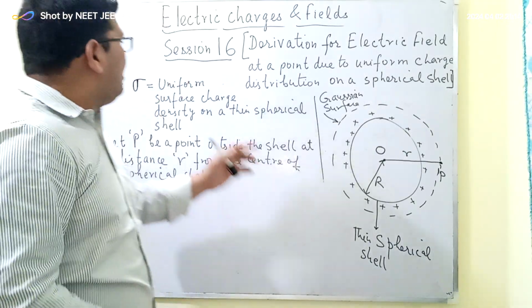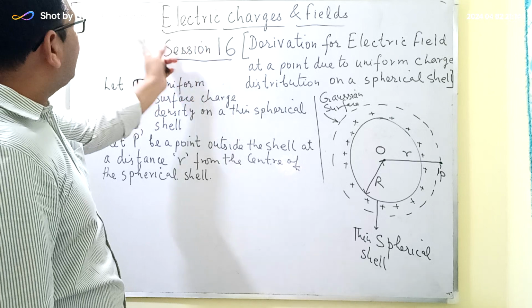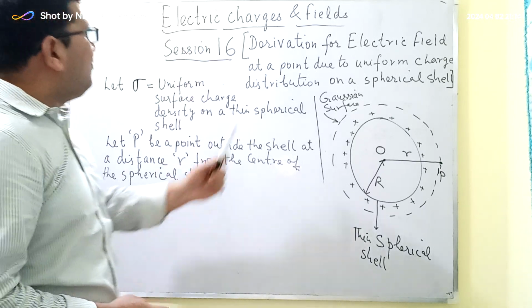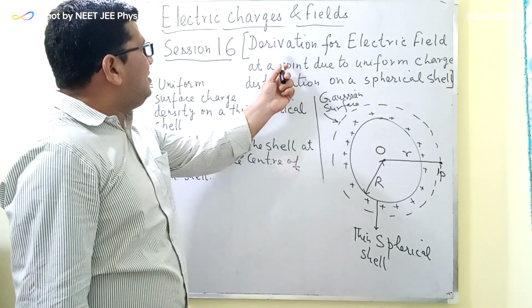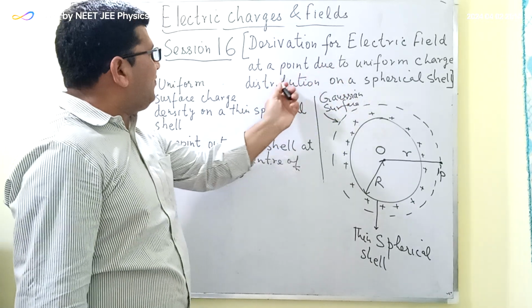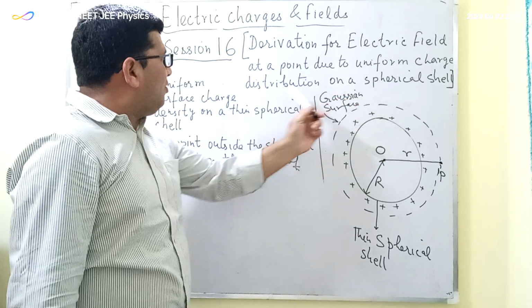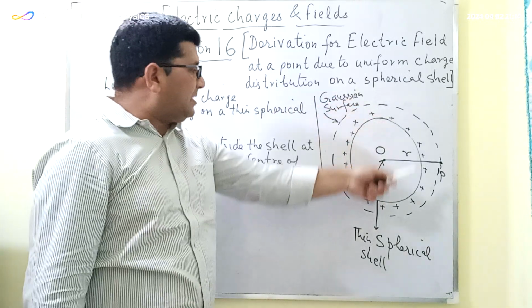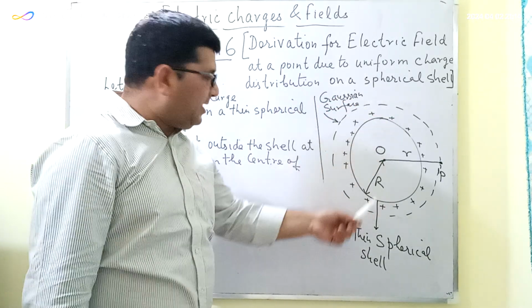Welcome back, students. This is session 16 from the playlist of electric charges and fields. The topic is the derivation for measuring the electric field at a point due to uniform charge distribution on a thin spherical shell. So here I have already made one diagram.